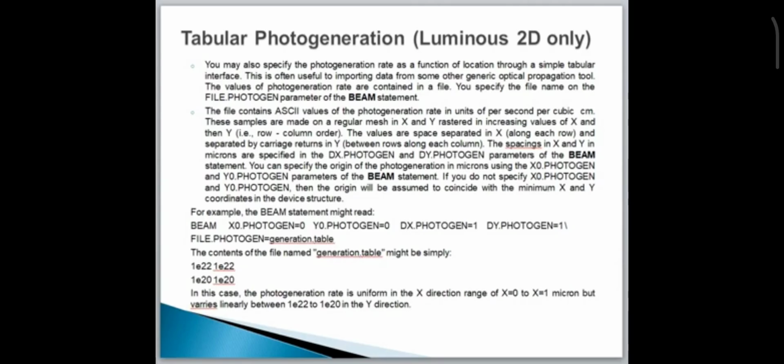For example, the beam statement might read: beam xnode.photogen is 0, ynode.photogen is 0. I have already told you about that. This is the origin of the photo generation. Dx.photogen 1, dy.photogen 1. I am calling the generation table using the file.photogen statement. The content of the file named generation table might be simply 1E22, 1E22, 1E20 and 1E20. In this case, the photo generation rate is uniform in the x direction, ranging from 0 to 1 micron, but varies linearly between 1E22 and 1E20 in the y direction.